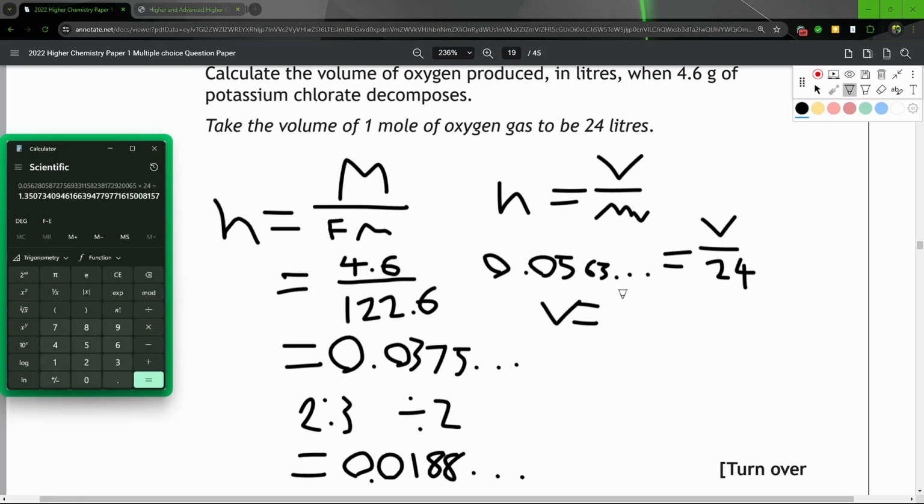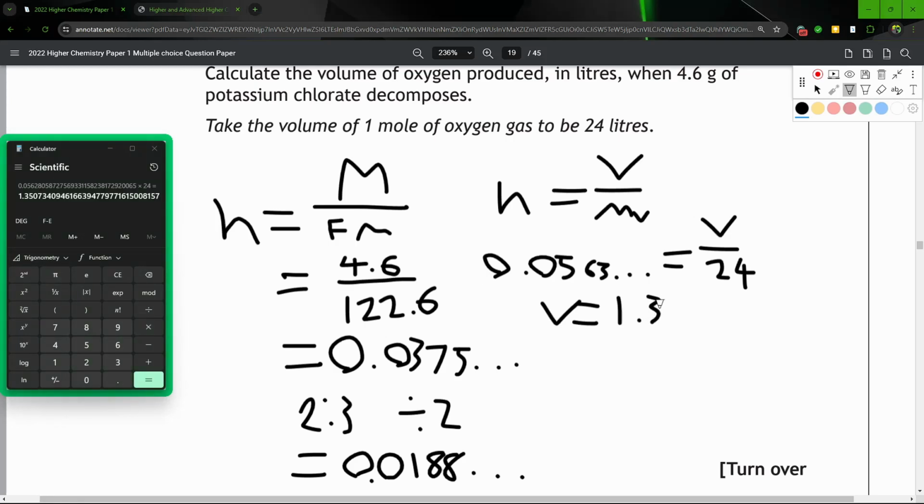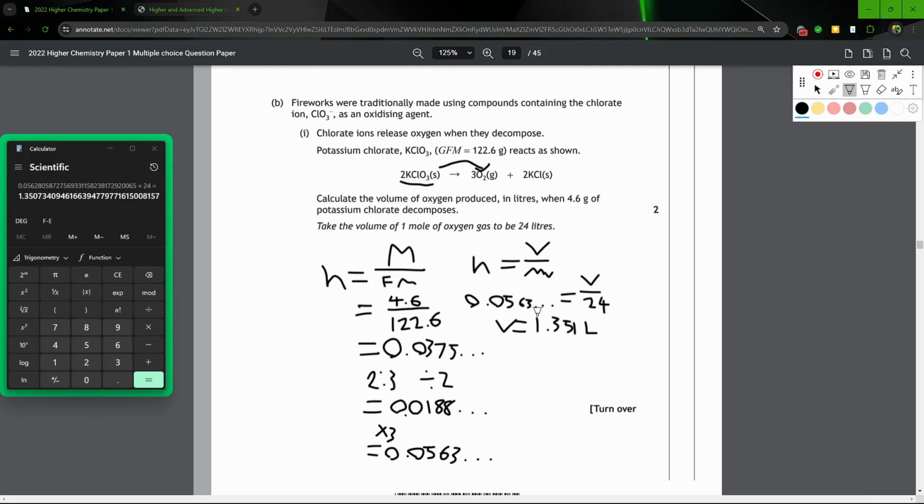And then with 1.351 liters. And there we go.